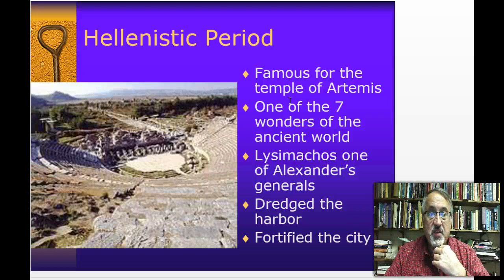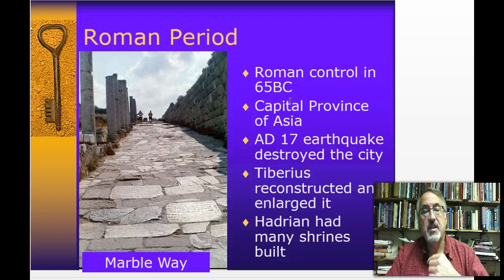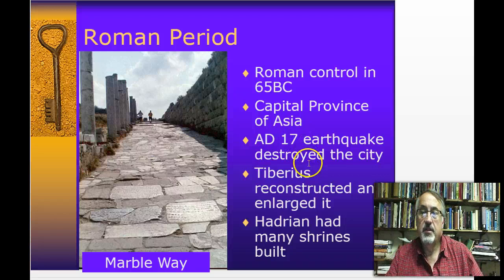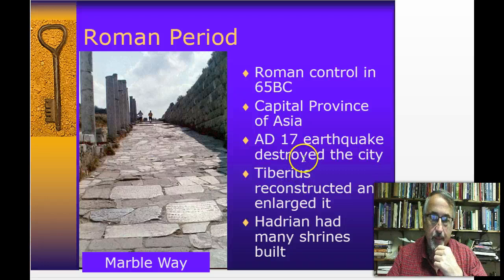Roman control came around 65 BC with Pompey's campaign to the east, and it becomes the capital of the province of Asia under the Romans. It's destroyed in AD 17, when an earthquake destroyed the city, and Emperor Tiberius had it reconstructed and enlarged. This is the Marble Way through the city.